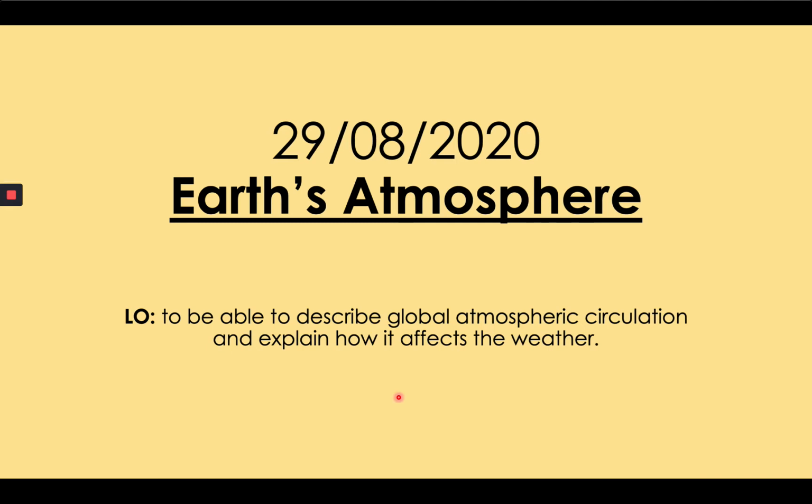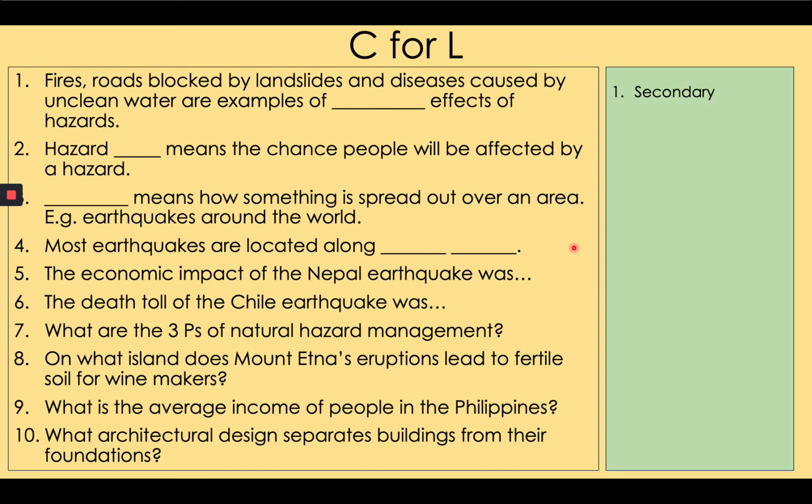Time to review prior learning. Write 1 to 10, answer the questions from memory and then mark your answers. 1. Secondary effect. 2. Hazard risk. 3 is distribution, that's how something's spread out. 4. Plate boundaries. 5. $5 billion.